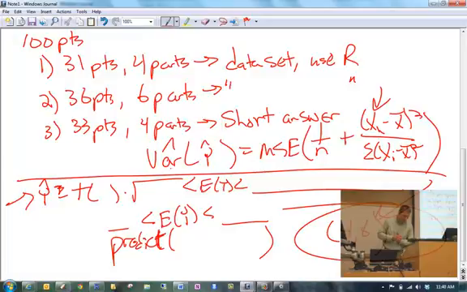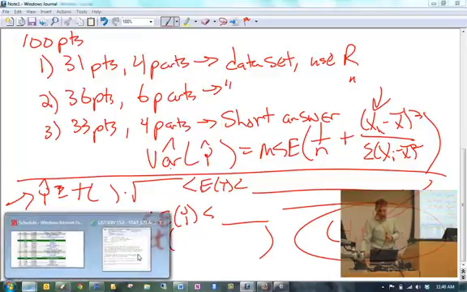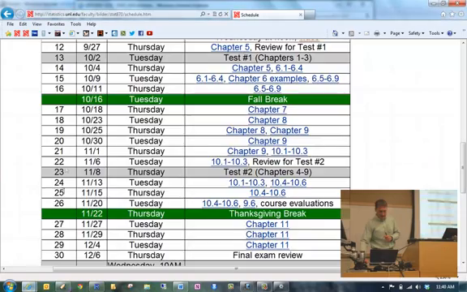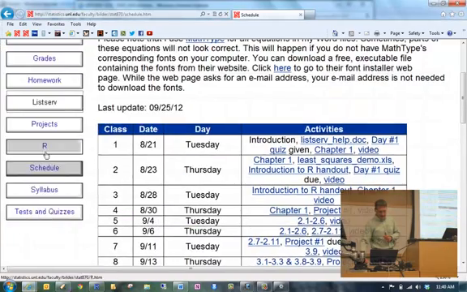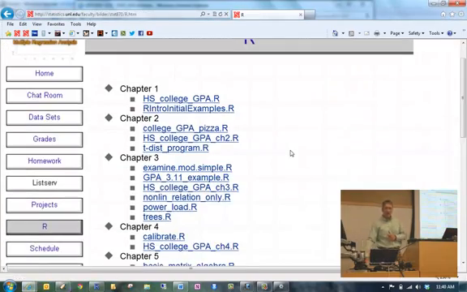The test, again, is closed book, closed note. You cannot access any of my lecture notes online. You cannot access any of the homework. You cannot access any of the projects. But what you can access are my R programs. All these programs on the R webpage will be made available to you. I provide this so that you don't have to memorize R code.